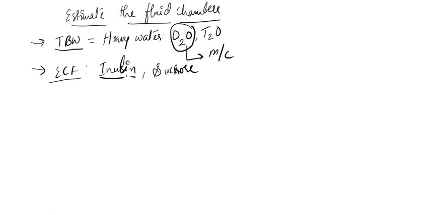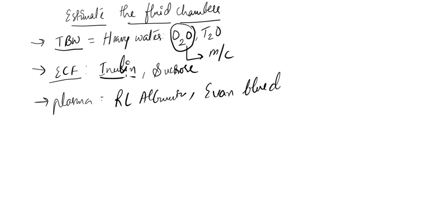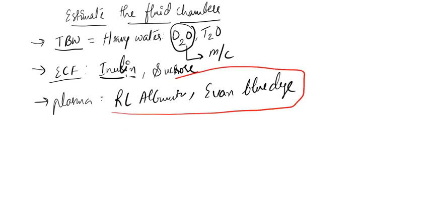Now how will you estimate plasma? By radio labeled albumin, and you can use another dye called Evans blue dye. Guys, remember these two. Plasma is estimated with the help of radio labeled albumin or Evans blue dye. Okay, so that's about the estimation of the fluid chambers.